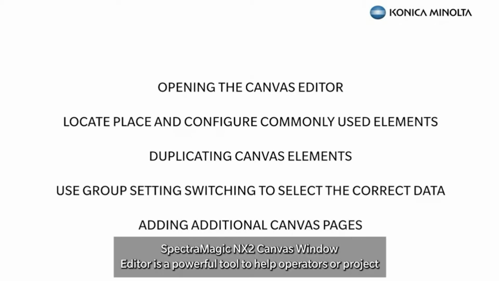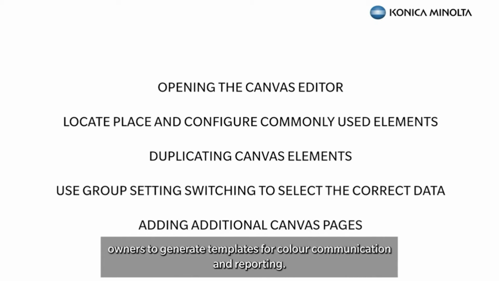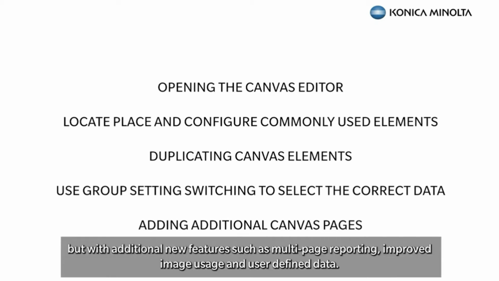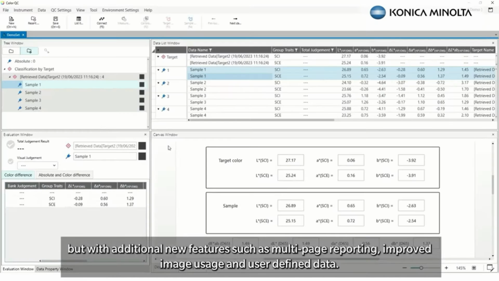SpectraMagic NX2's Canvas Window Editor is a powerful tool to help operators or project owners to generate templates for colour communication and reporting. The system will be familiar to those who've used SpectraMagic NX, but with additional new features such as multi-page reporting, improved image usage and user-defined data.